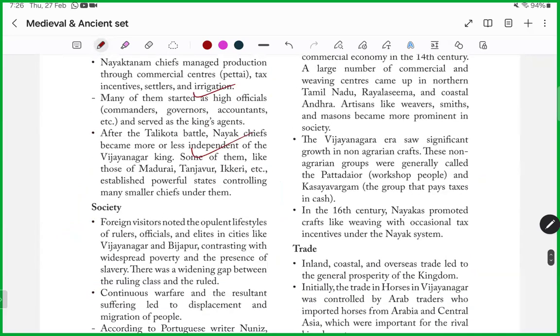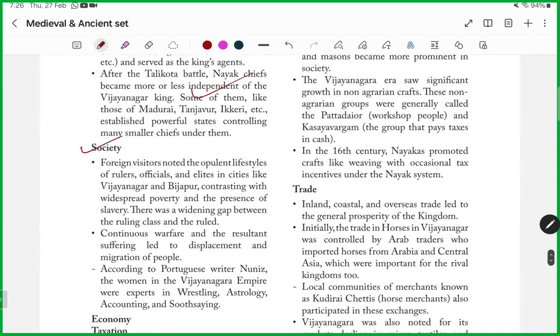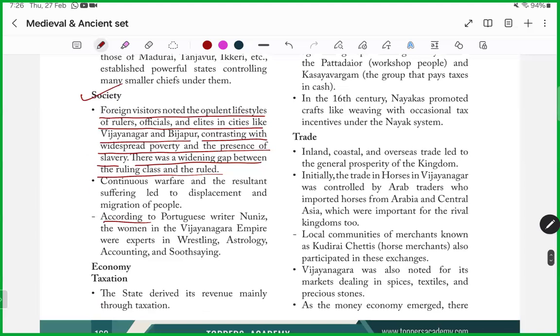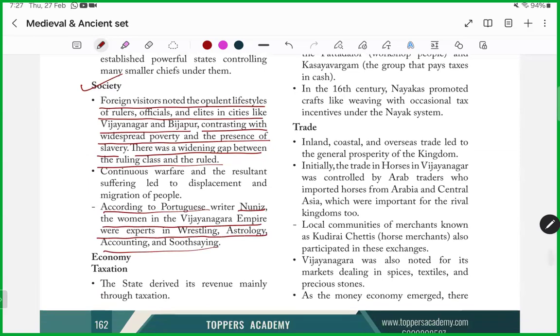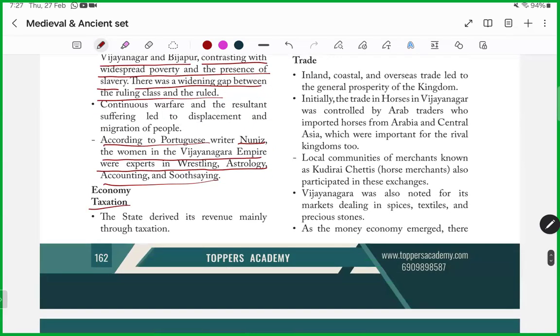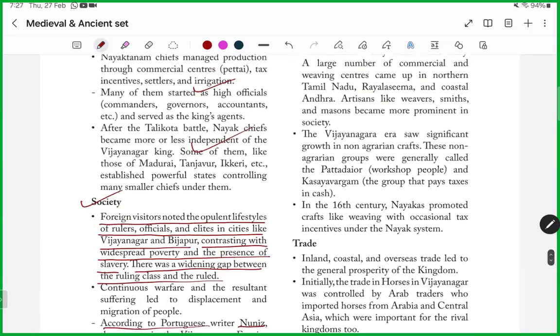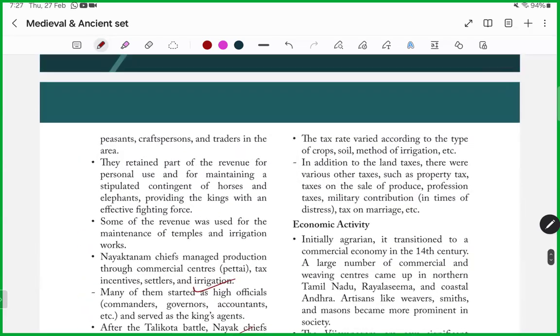Okay. So society developed. Foreign visitors noted the opulent lifestyle of rulers, officials, and elite in cities like Vijayanagar and Bijapur, contrasting with the widespread poverty and the presence of slavery. There was a widening gap between the ruling class and the ruled. According to the Portuguese writer Nunes, the women in the Vijayanagar Empire were experts in wrestling, astrology, accounting, and soothsaying. And then taxation: the state derives its revenue mainly through taxation. It will be important as well.